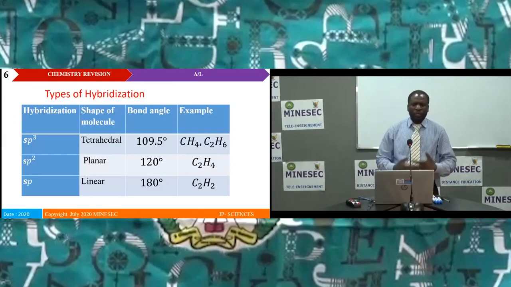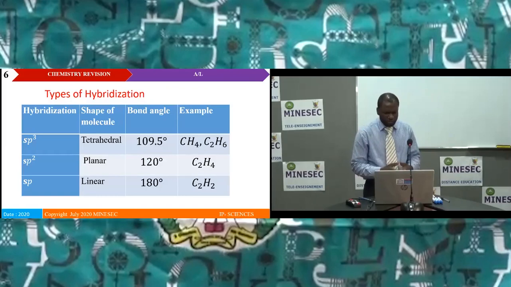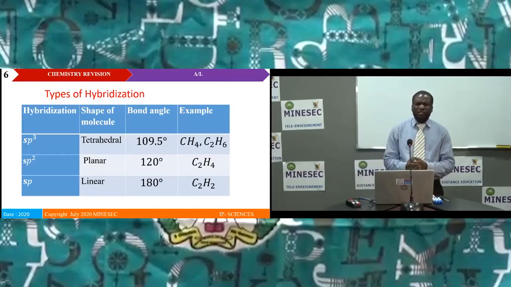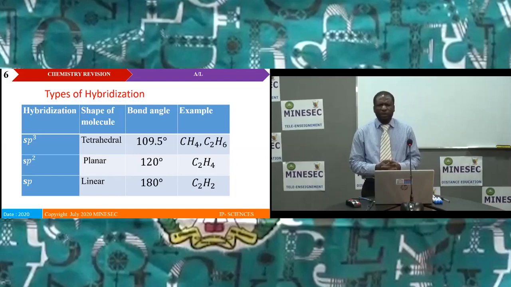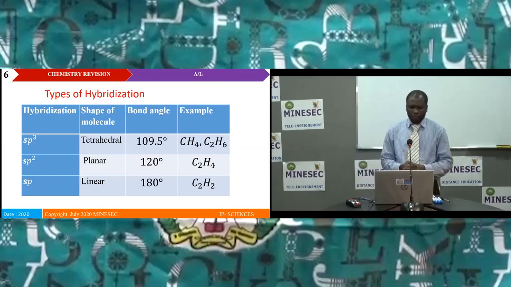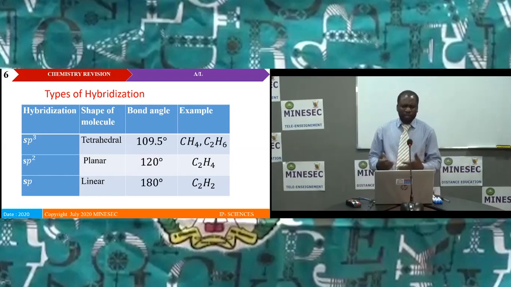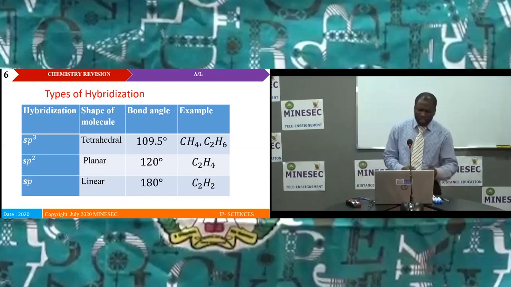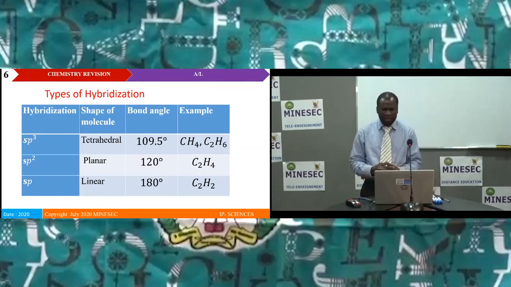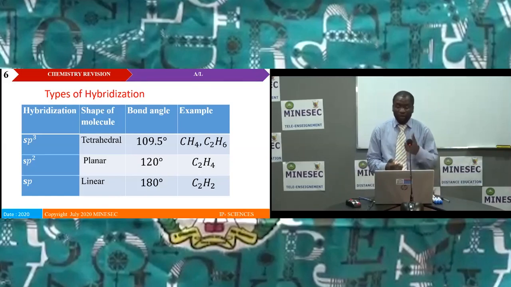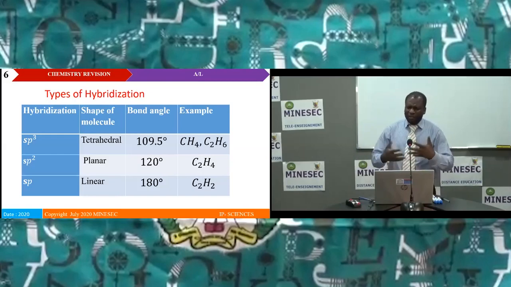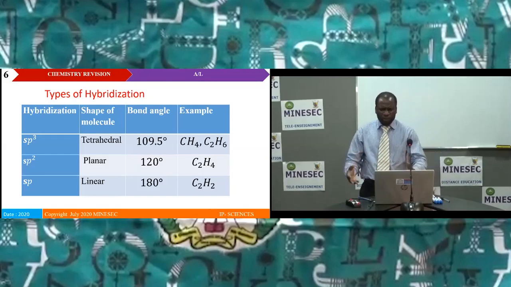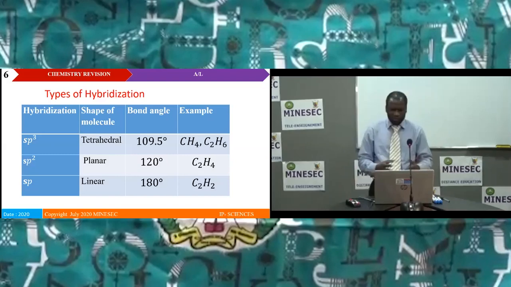When carbon undergoes hybridization, it forms 3 sets of hybrid orbitals. The first, we have sp3 hybridization, which gives room to tetrahedral shapes with a bond angle of 109.5. And this is common with the homologous series of alkanes, where the carbon atoms are linked only by single covalent bonds.